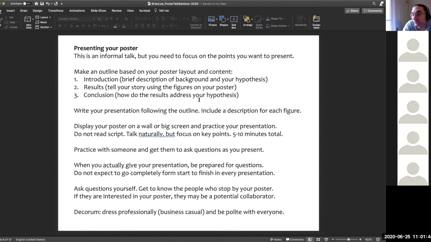Someone might have stopped by and read through your poster and understood most of what you were doing and had a couple of questions about a key experiment that you did. And they'll come by and ask you about that. And they don't need to hear the entire presentation. So don't be discouraged by that.